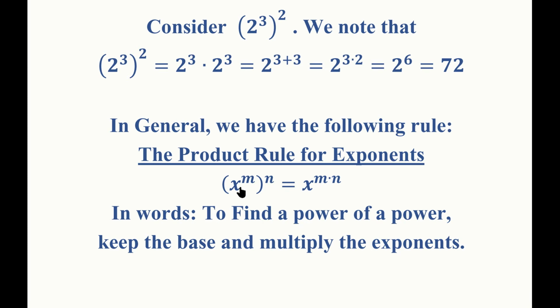So if we generalize that, if I have x to the m and the whole thing is raised to the power of n, I just keep the base. We don't need to say common base here because we only have one base we're dealing with. So we just keep the base and we multiply those two exponents. That's when you multiply exponents for the power rule. All right. So in words, to find the power of a power, keep the base and multiply the exponents.